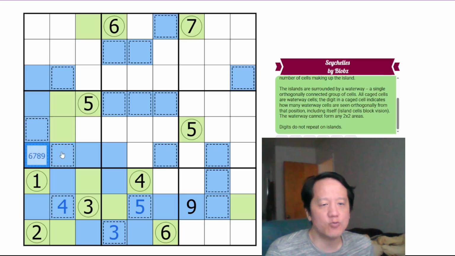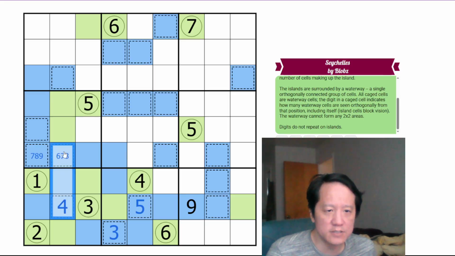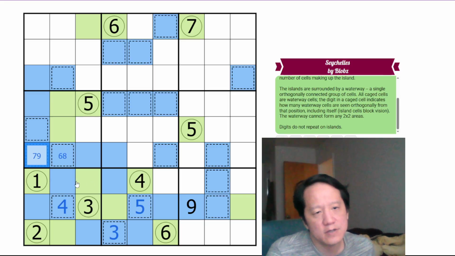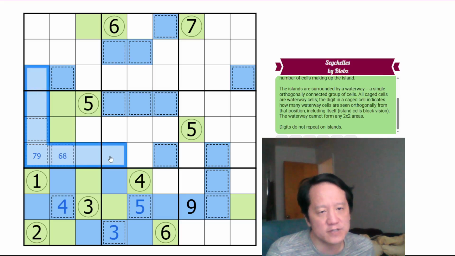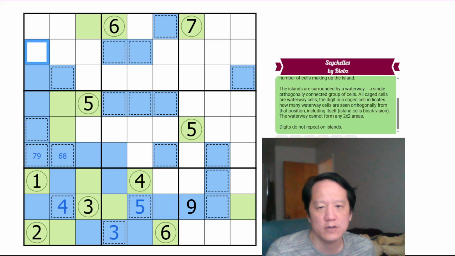This must see 1 more than this digit. This cannot be 5, so this can't be 6 here then. This is 7, 8, 9, which forces this to be 6, 7, 8. This sees either 6 cells, or if this is blue, it sees 8 cells, so this can't be 7. This must be 7. We have 1, 2, 3, 4, 5, 6, 7 at least. And if it's blue here, this has to be green.